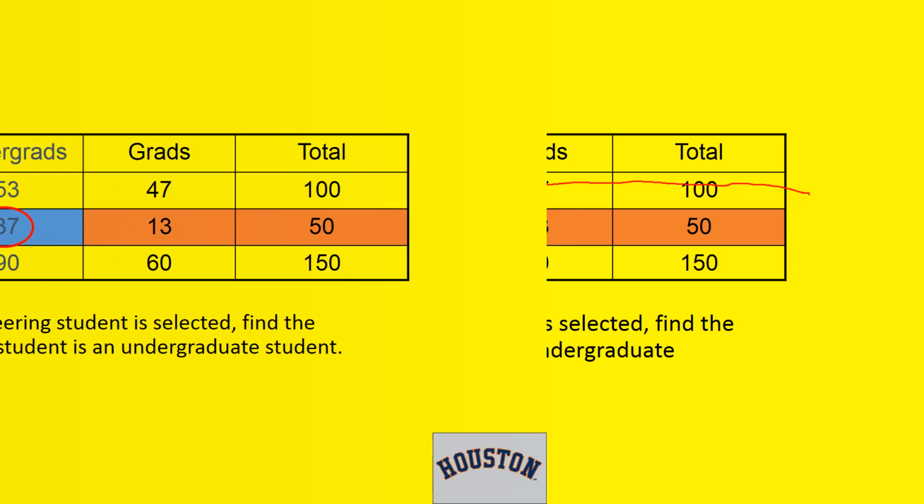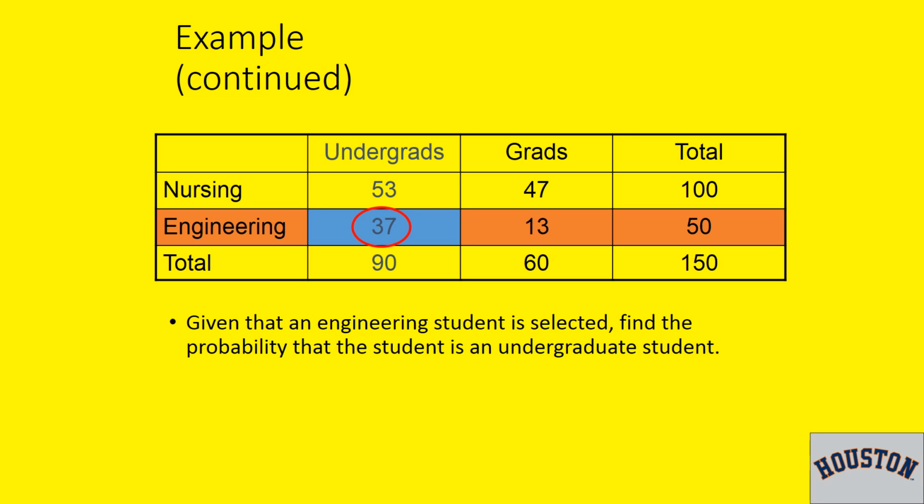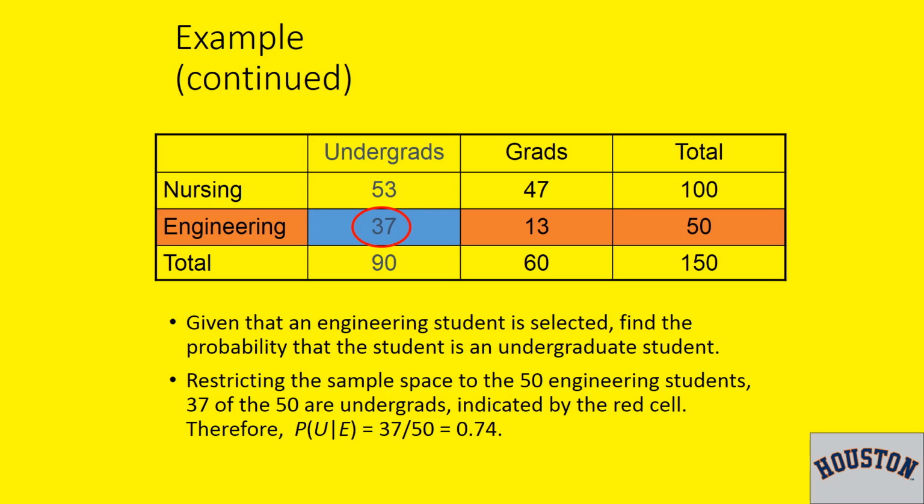Well, 37/50ths. What's the probability of undergrad given that we're in the universe of engineering student geeks? 37/50ths, or 0.74. That's the probability of undergrad given engineering. And that will get it done for Objective 1, calculate conditional probabilities for Section 8.3.